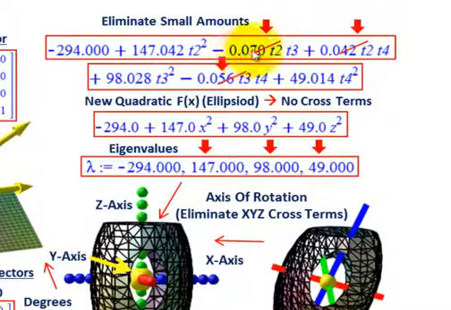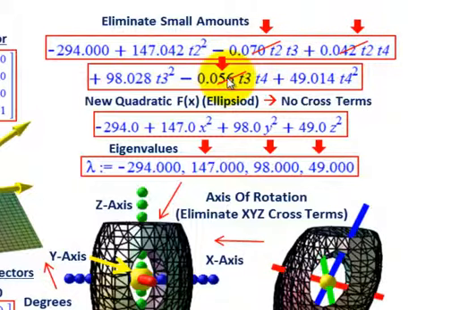So 0.07 times T1 times T3. Then we have 0.04 times T2 and T4. And then what do we have? 0.56 at T3 and T4. So we didn't totally eliminate our cross terms when we made our substitution.